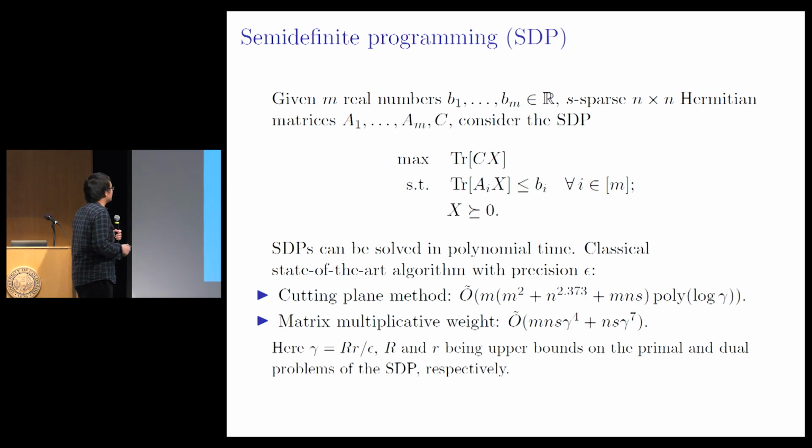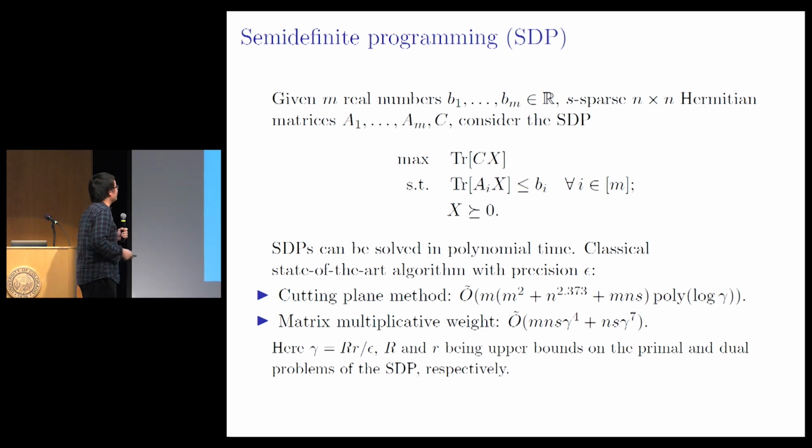On the other hand, there is another kind of algorithm, in general an algorithmic framework called the matrix multiplicative weight framework, that can solve SDPs in this complexity, which is actually trilinear in M and S, but unfortunately, the error dependence here is somewhat larger. So this is just a quick message about the time efficiency on the classical side.